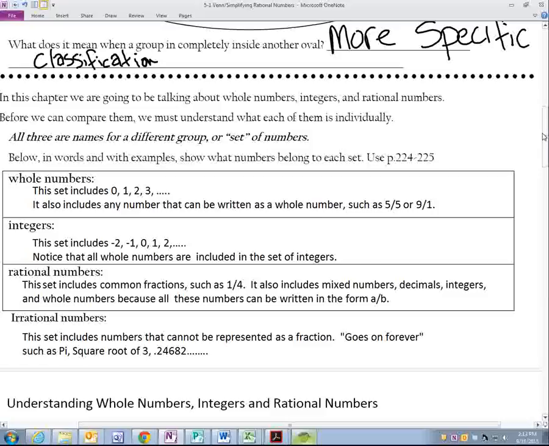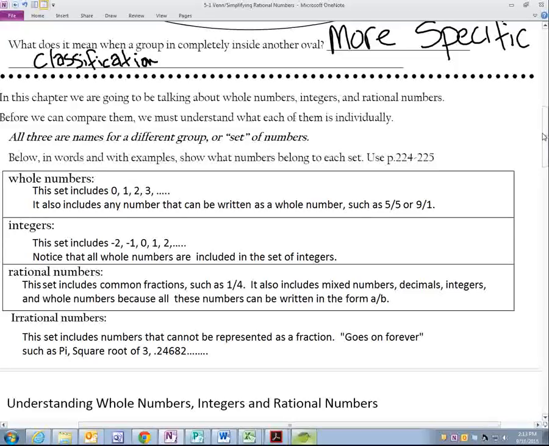Now, in this chapter, we are going to be talking about whole numbers, integers, and rational numbers. Before we can compare them, you must understand what each of them is individually. All three are names of a different group or set of numbers. Here we have definitions of whole numbers, integers, rational numbers, and irrational numbers. I'm going to read these, and then you're going to take 4 minutes to copy those down.